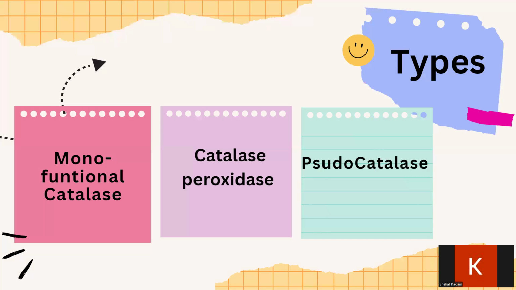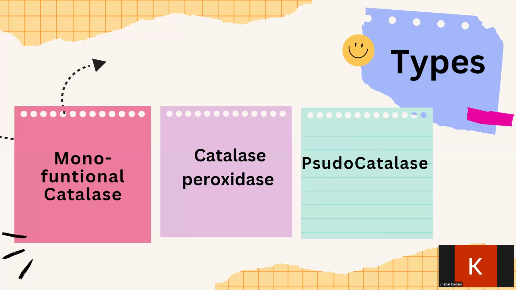Second type, catalase peroxidase. It is a less prevalent class belonging to the second group of catalases. It is found in aerobic bacteria. Molecular weight is about 120 to 340 kilodaltons. Catalase peroxidase resembles peroxidases in plants but is not found in animals. It protects the organism from hydrogen peroxide toxicity.